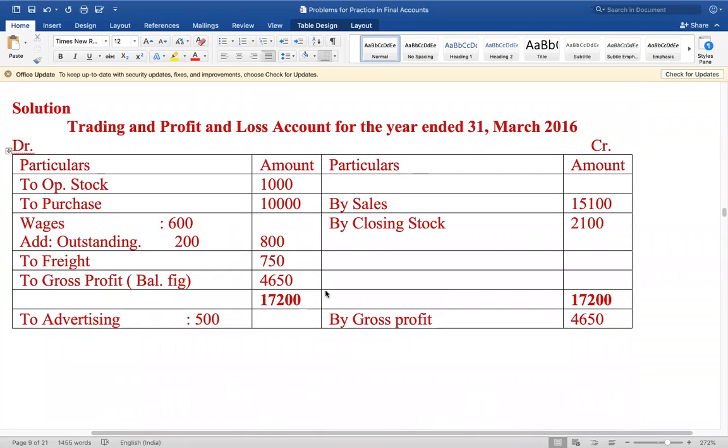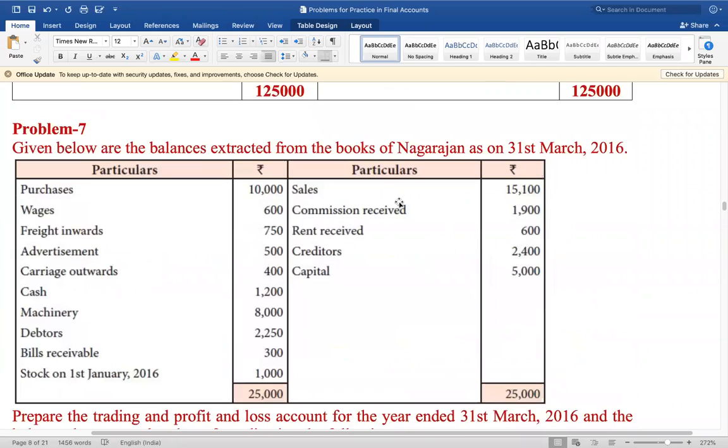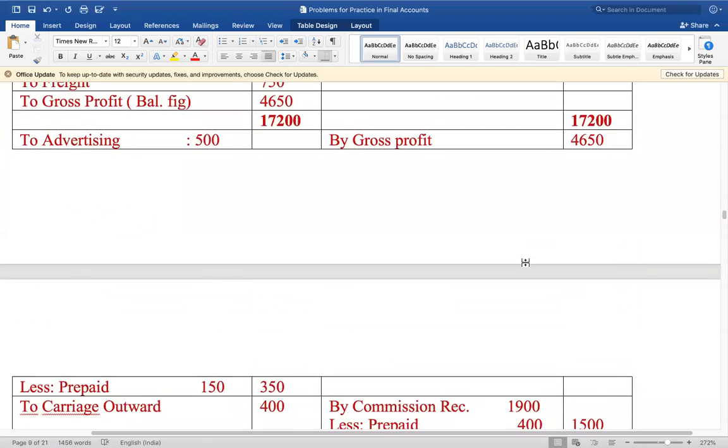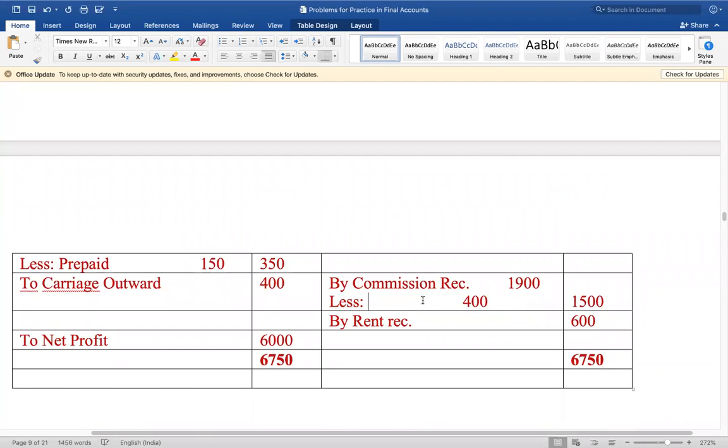Then what else? The remaining are all assets. Cash asset, machinery asset, debtors asset, bills receivable asset. Opening stock we have already taken, sales we have taken, commission received 1900. By commission received 1900. Less, it is not prepaid, it is advance. We are not paying, we are receiving. Received in advance. 1900 minus 400. So 1500.